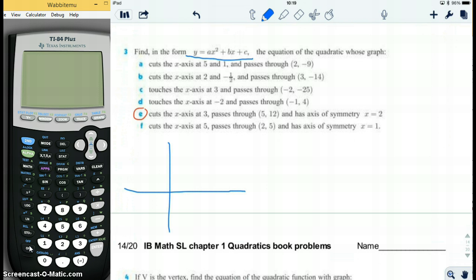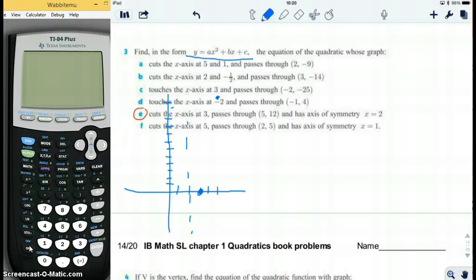So first we're going to just draw it. Cuts the x-axis at 3, so I'm going to mark 3 here. So we know that it intercepts the x-axis at 3. Passes through 5, 12. 1, 2, 3, 4, 5, and then up 12. Oh, I didn't draw that very well, did I? Okay. 5, 12. Axis of symmetry x equals 2. So axis of symmetry x equals 2 here. Cuts the x-axis at 3, passes through 5, 12, and has axis of symmetry x equals 2.